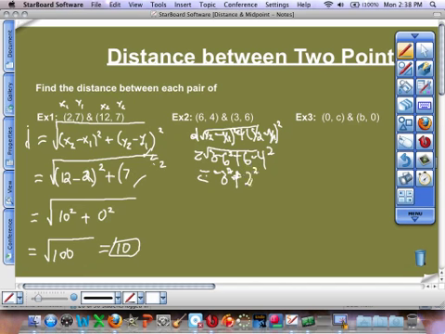Squared. And then negative 3 squared is 9 plus 4. And then I add it and it equals 15. Very good. Alright, guys, what questions do we have on this?